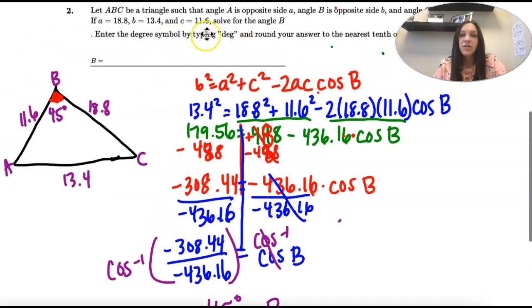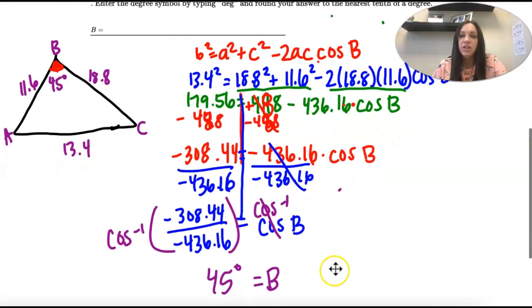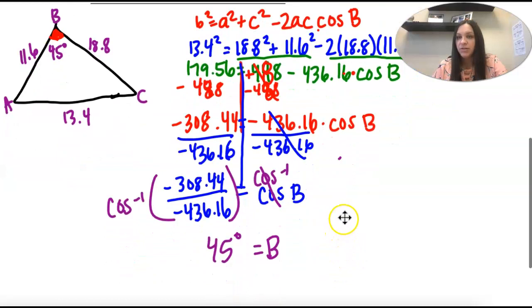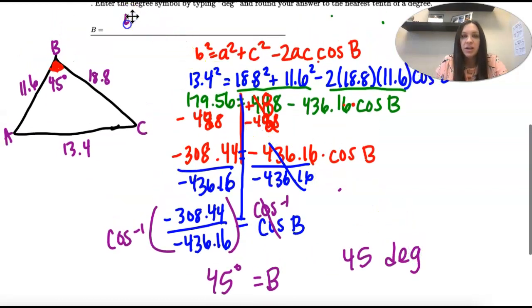And it says enter the degree by typing DEG. So when you type this in Derive, you're going to do 45 DEG, and it's going to come up with a little degree symbol.